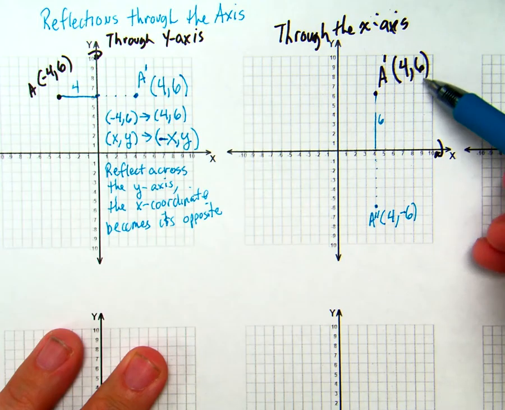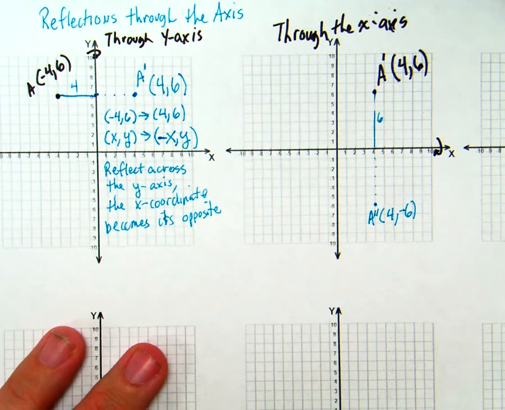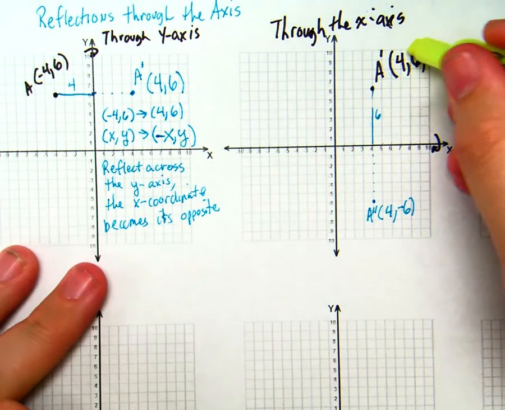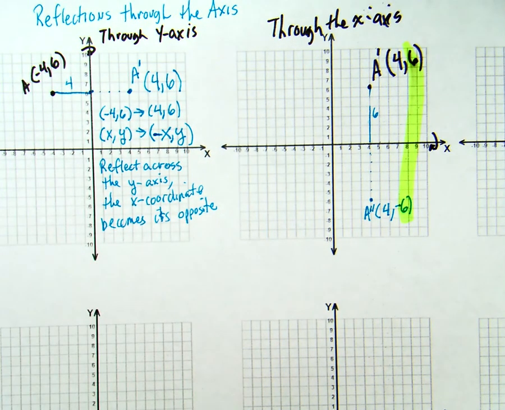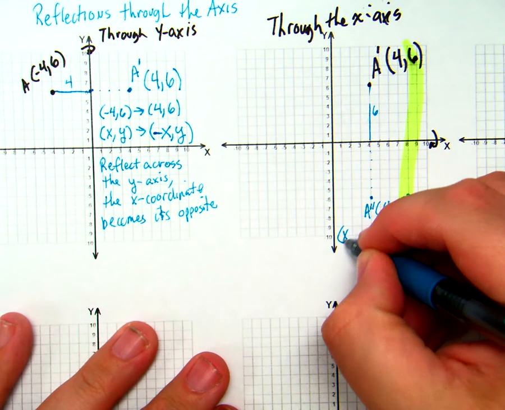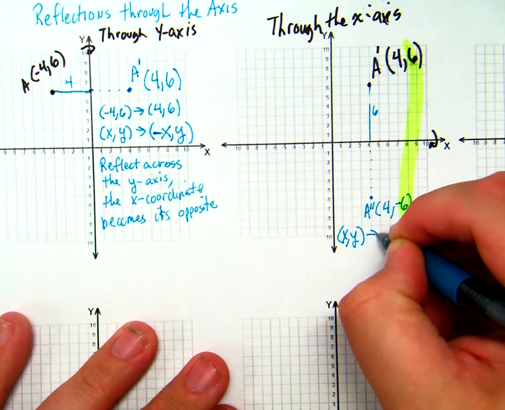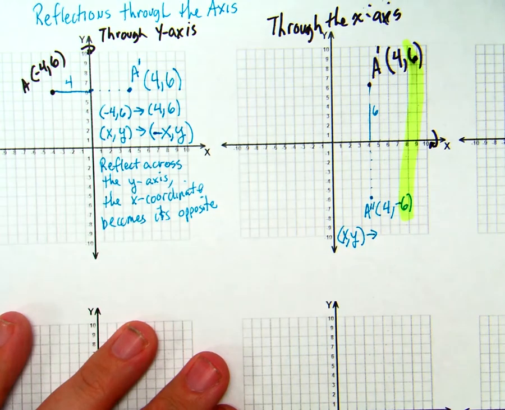So as you can see, the two coordinates that changed were my y coordinates. So if I go from x, y and I'm going through the x-axis, which one's going to change? The y.